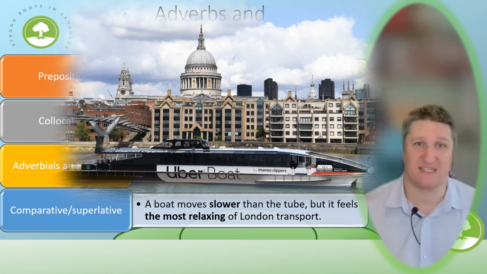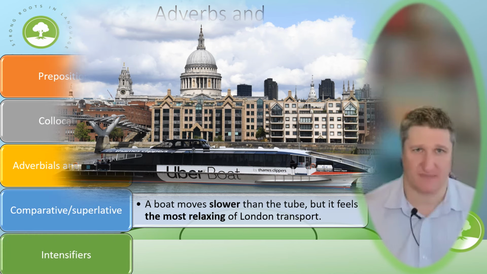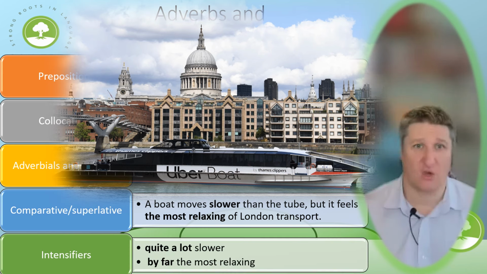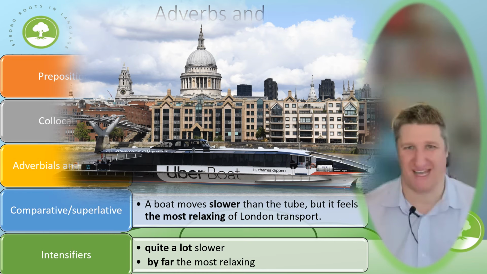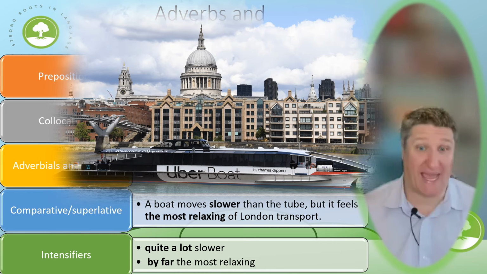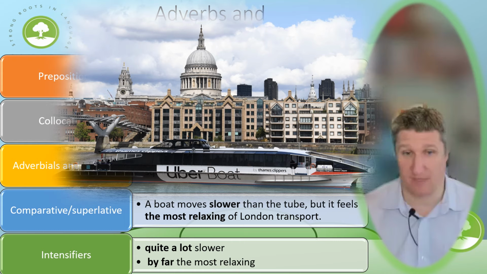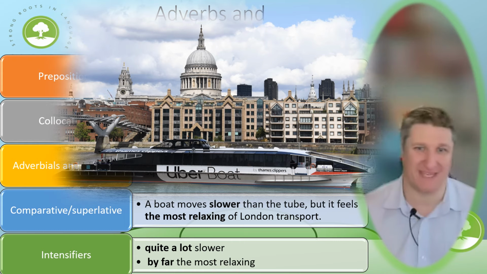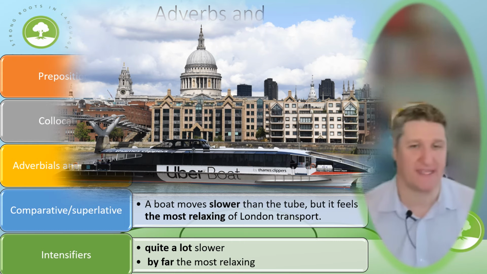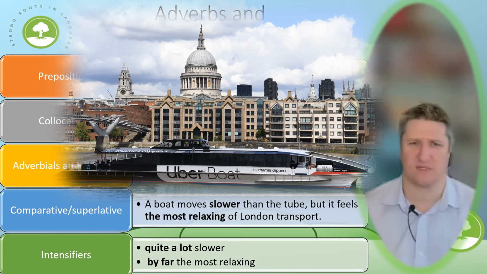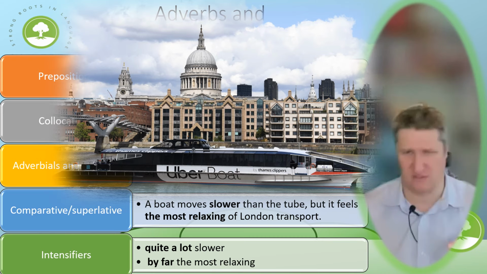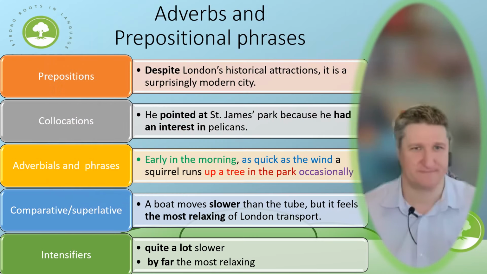You can use comparatives in conjunction with intensifiers. Using the same example, a boat moves quite a lot slower than the tube, but it feels by far the most relaxing London transport. And it's a lovely thing to do, just getting on a boat and going all the way down the Thames and back again, so you see loads of sights. But that's for when you go to London, and I'm a little bit scared because that boat may chop my head off any second. Let's move on.